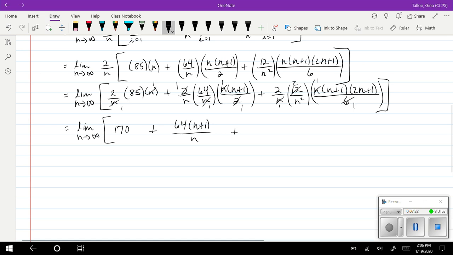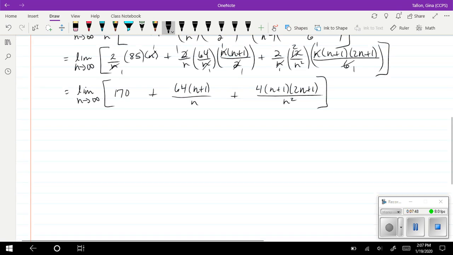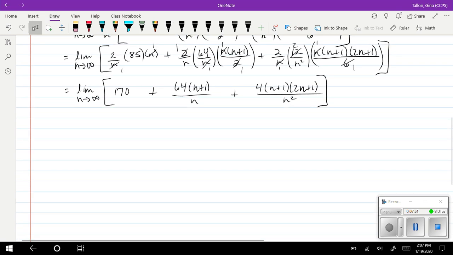I have 2 times 2 giving me 4 on the numerator, n plus 1, 2n plus 1, and on my denominator the only thing left there is n squared. So that seems like it's broken down quite nicely. Now we can take our time, or we can jump ahead a little bit here and see what's going on. The limit as n approaches infinity of 170 is just 170. I've been taking my time all the way through this thing. I'm jumping, I'm sorry. But the limit as n approaches infinity of 170 is 170 because there's no n there.